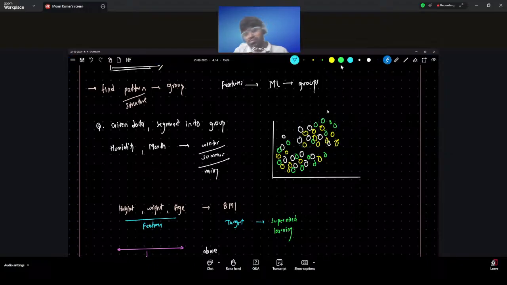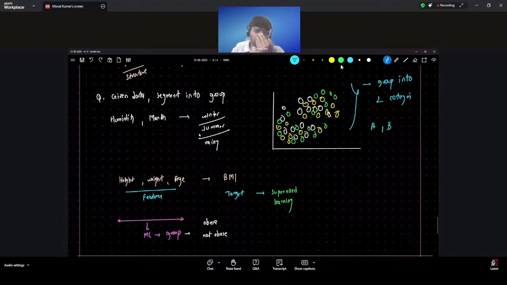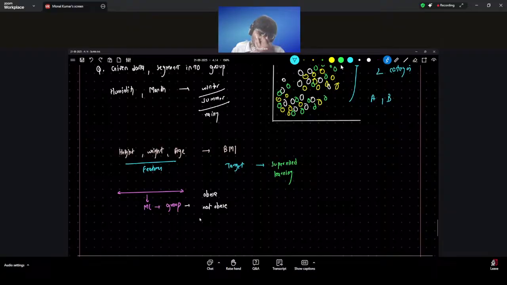I will now say your task is, I am giving you all of this data and I'm telling you to group it into two categories. Do I have ground truth of category A and category B? Why are you guys saying yes? I only have height, weight, and age, but I cannot see any feature like group A or group B.